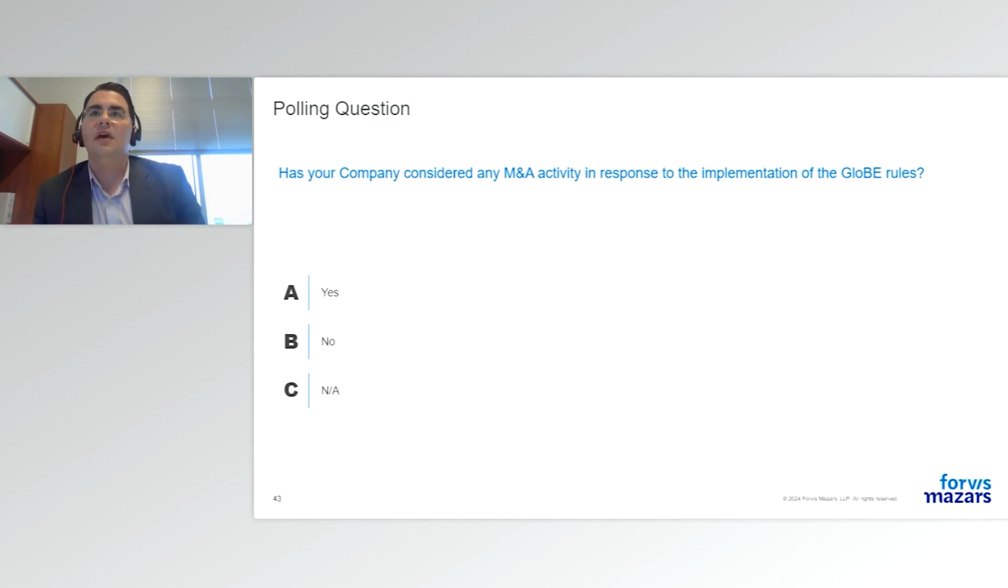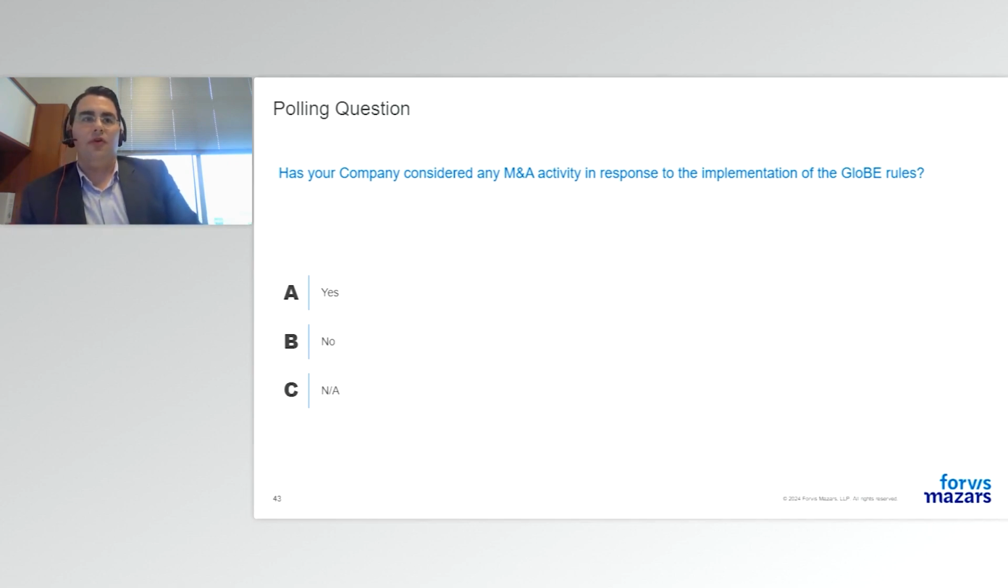So it looks like a whole lot have not considered M&A activity, and I think that jibes with what we've been seeing. There are other kinds of elections that companies are considering making with respect to turning on IIRs, UTPRs, and QDMTTs, which we'll talk about in a later session. So for those that are interested in that segment, please stay tuned. I think we talk about that in the later sessions after we talk through Article 4 at some point.